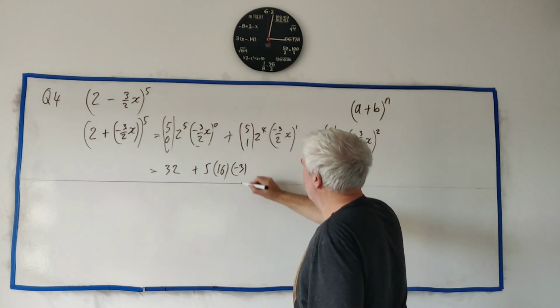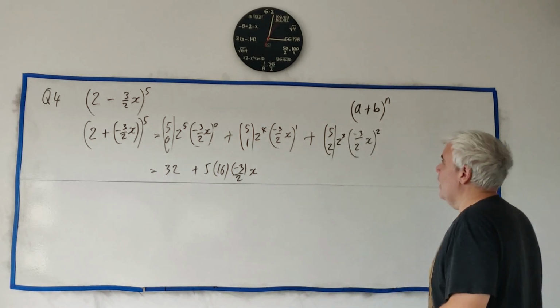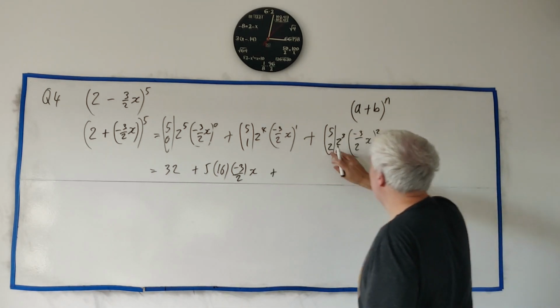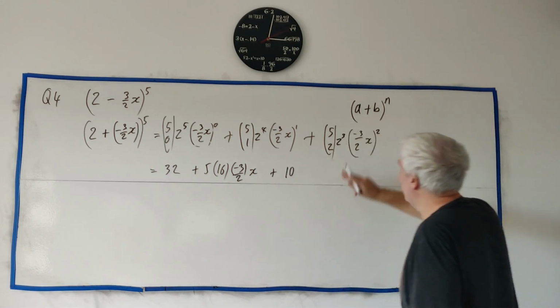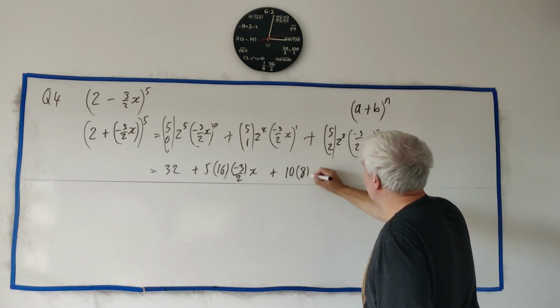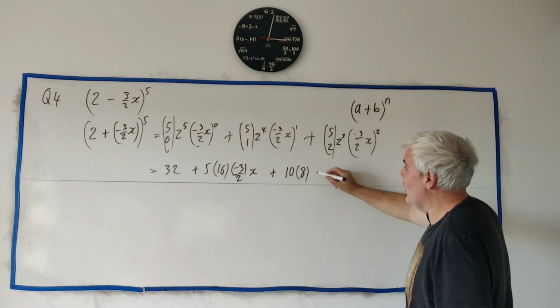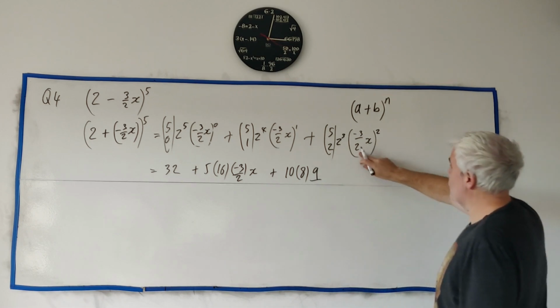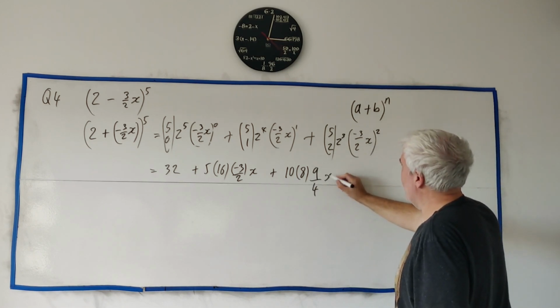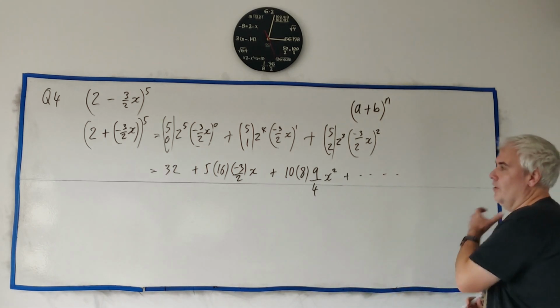Minus 3 is on top, 2 is on bottom, and there's 1 x here. We'll clean this up next time. This 5 choose 2. Check on your calculator, but it's 10. 2 to the power 3 is 8. Minus 3 squared is minus by minus is a plus 9. 2 by 2 is a 4 in the bottom row, and x by x is x squared. And we don't care about the rest of the terms.